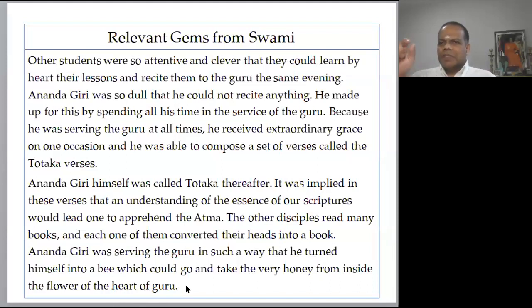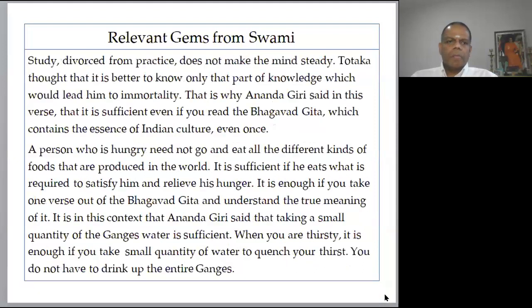Giri means a mountain, a hill, a piece of rock. So the reason Anandagiri was called that is because he was like a rock, incapable of absorbing anything. That was one. Totaka is a poetic meter. So the verses of Totaka Acharya, who is Anandagiri, became very famous. And that's what Swami is referring to. We'll continue on with the discourse.